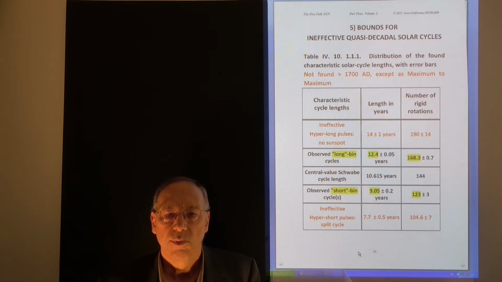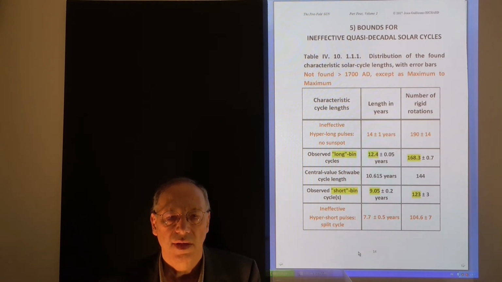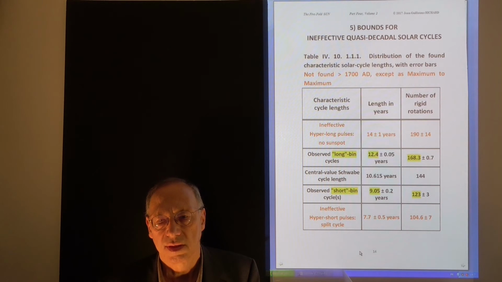We can now propose a general picture for the bounds of quasi-decadal solar cycles at which they become ineffective by lack of activity or by excess activity. And you see in the hyper-long pulses, this is 14 years. In the hyper-short pulses, this would be 7.7 years. And the numbers of rigid rotations would be respectively 190 and 105 or so.